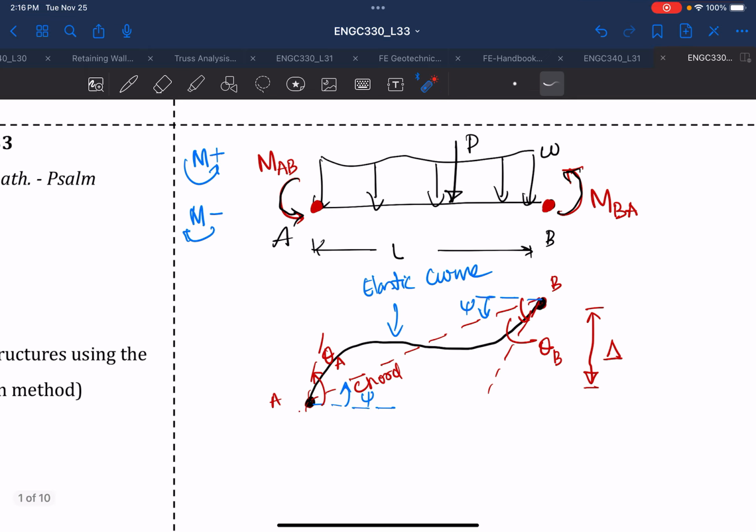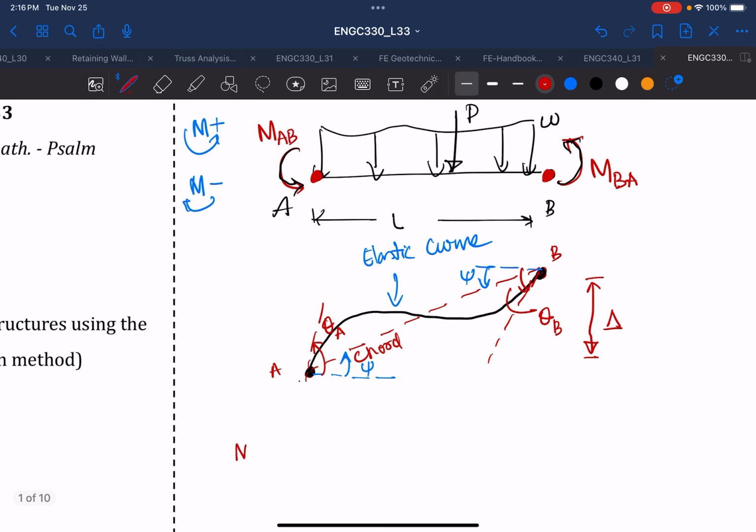So now in the slope deflection equation, what we are interested to find is the moment at each joint, M_AB. It's a function of your theta, your delta, and your external load.